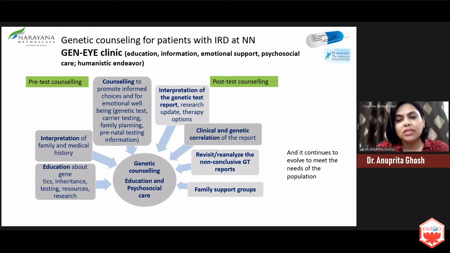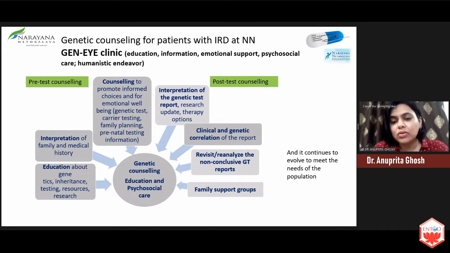We also share this report with the clinicians, and if we need to go back and forth with them, we do that for the clinical and genetic correlation. Sometimes the reports are not conclusive or are reported as VUS, variant of unknown significance, and we see that 40% of the time. These reports we mark and revisit with Medgenome for a reanalysis.